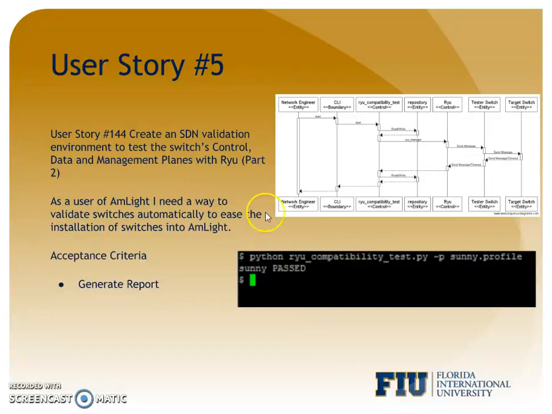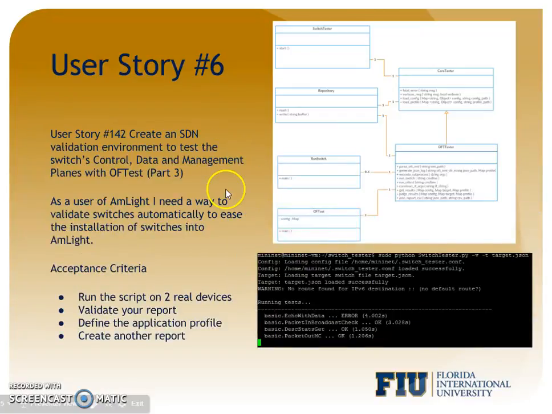Later on, we stripped the report of some of those extra things that we didn't really need. This is an example of running Ryu. So we passed some application profile, which specifies a compatibility list of test cases that the switch must pass. So here, this is a sunny example, and it passed. Part 3, this is us actually running our application on real devices and creating a report and defining the application profile.